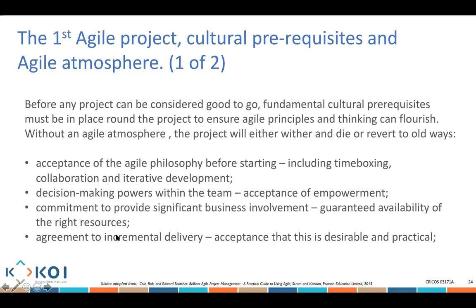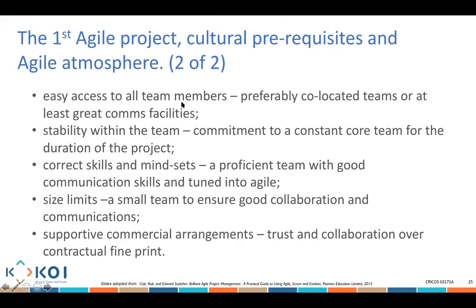We need to have agreement to incremental delivery, and people know they're not going to get everything in one go. They're going to get things one step after another. Easy access to all the team members. Preferably, we need to collocate them in the same place. Stability, the team is not going to keep on changing. Get people with the right skills and right mindset. Get people to have a size limit, maybe up to 10 people, and supportive commercial arrangements.